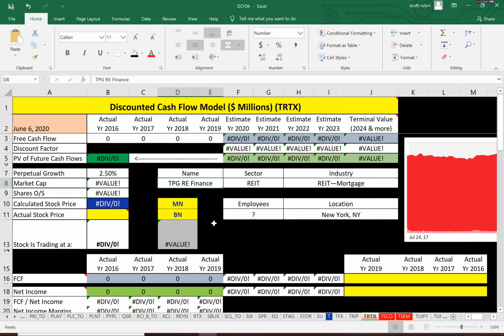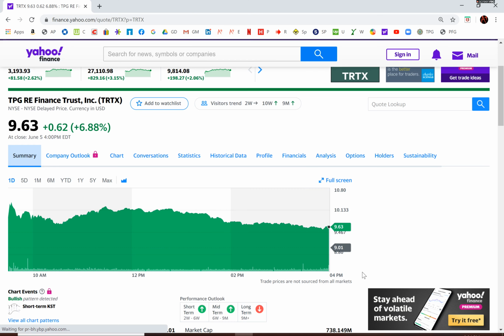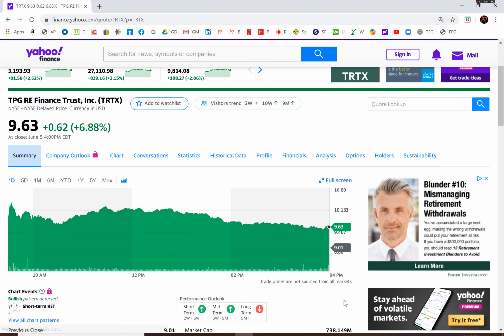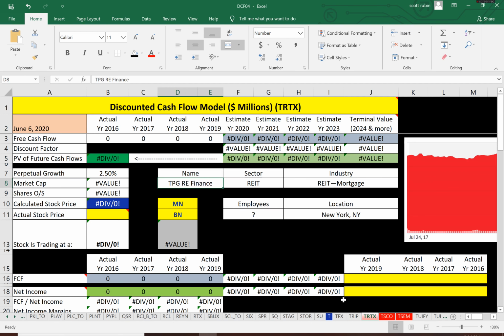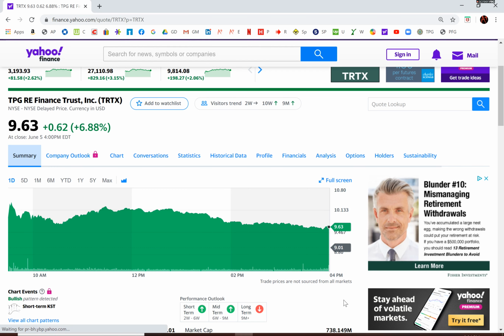So TPG, first we need a market cap. I remember when I was working on Wall Street 20 years ago, at JP Morgan, one of my co-workers went to work at TPG.